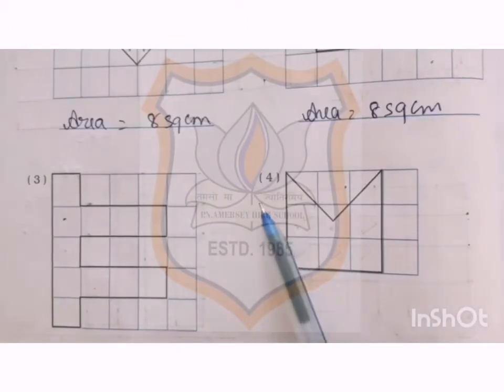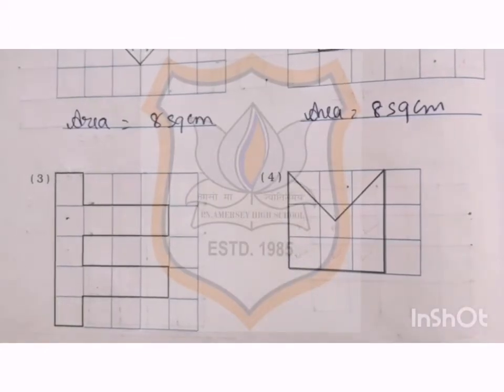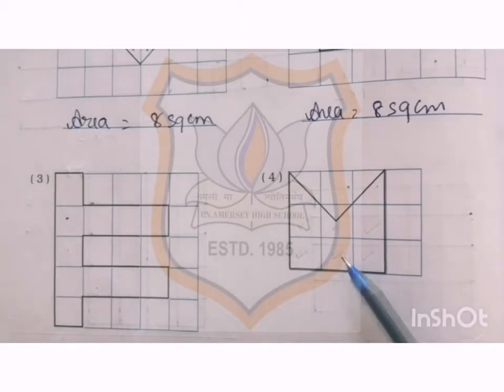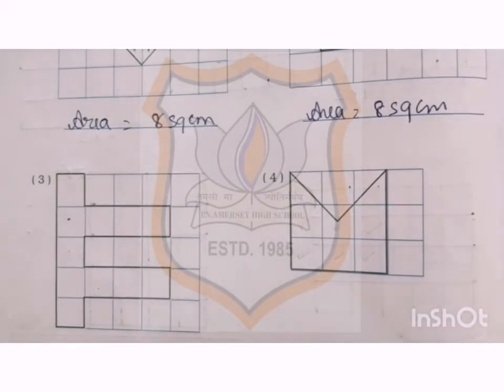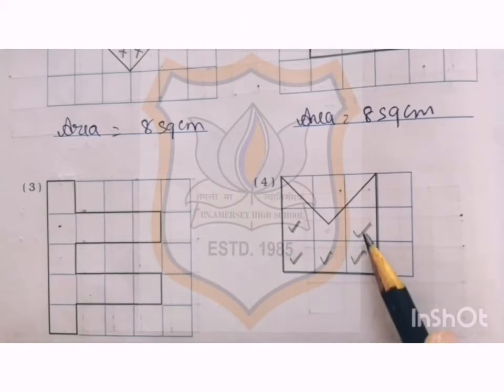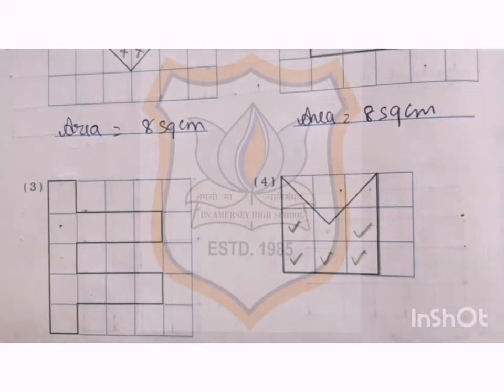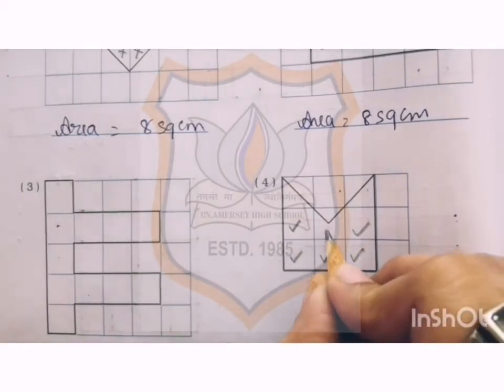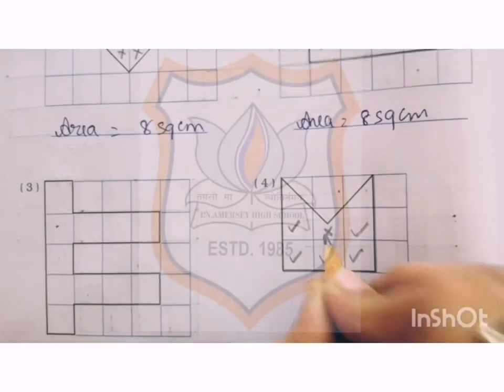Now sum number 4 of question number 4. Here also a shape is given. We have to find out the area of the shape. Again we will put a tick mark on the whole squares. So now there are 1, 2, 3, 4 and 5 whole squares. This one is more than half, so we'll put a cross in this.